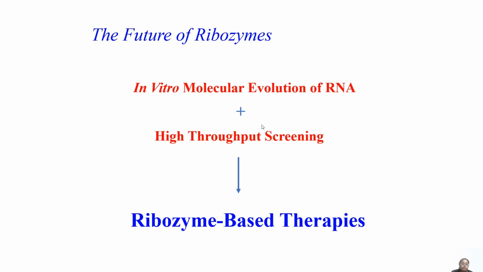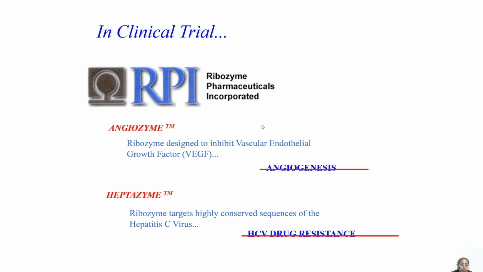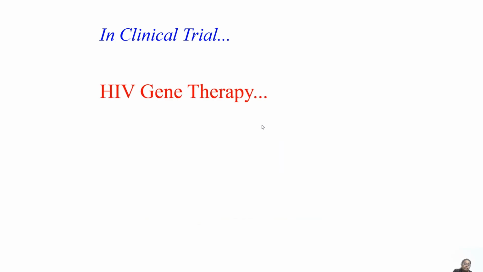So what is the future of ribozymes? In vitro molecular evolution of RNA plus high-throughput screening might lead to ribozyme-based therapies. So there are some ribozymes that are actually in clinical trial. For example, Angiozyme, a ribozyme designed to inhibit vascular endothelial growth factor, VEGF, angiogenesis, and we have Heptazyme. This ribozyme targets highly conserved sequences of the hepatitis C virus, HCV, to address drug resistance.